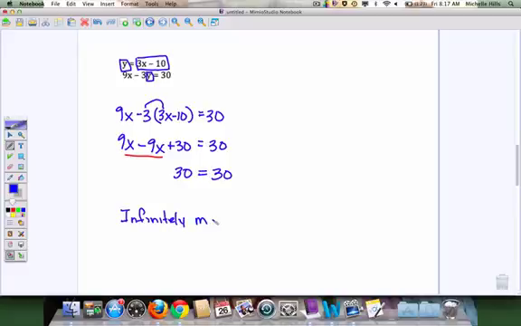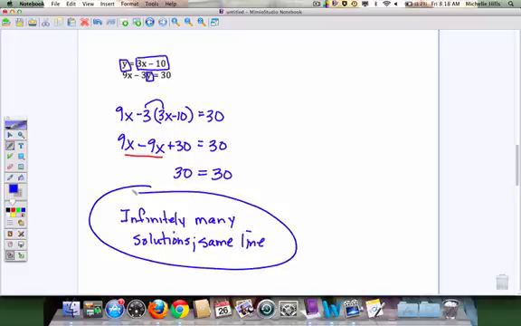Takes a little bit to write this. Infinitely many solutions and same line.